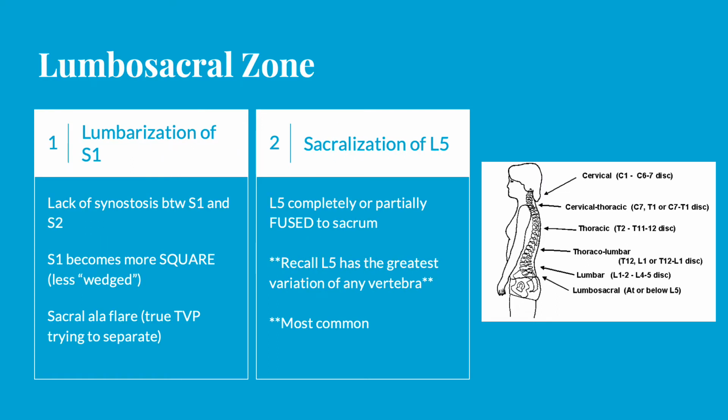Lumbosacral. This becomes quite intuitive if you think of it in stepwise form. So when S1 is trying to become more of a lumbar, it's going to try to be an independent segment. So while the sacral segments all fuse, S1 is going to try to remain free, and there will be a lack of a synostosis, so they will not fuse together. The vertebra itself will become more square and less wedge-shaped, and then the sacral ala flare. Those are all kind of the important points to know.